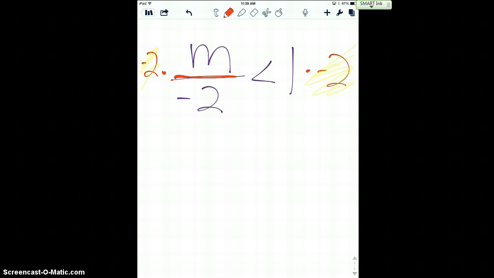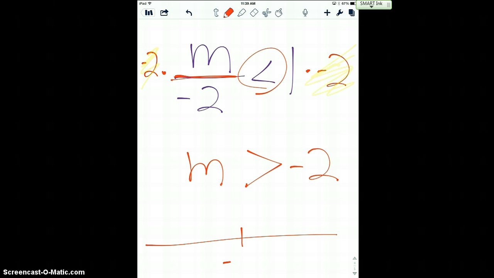So when I multiply by a negative number, it's going to make this inequality not true anymore. Meaning, when I'm solving, I'm going to need to flip it. I'll end up with m is not less than, but it is greater than -2. So now when I graph it, I'll have -2, 1 up from that is -1, 1 less is -3. My open dot, because it can't equal -2. And then it looks like I shade in values that are greater, so to the right.